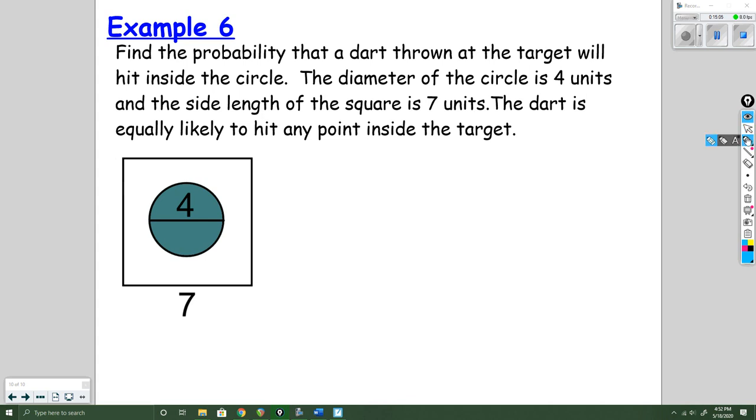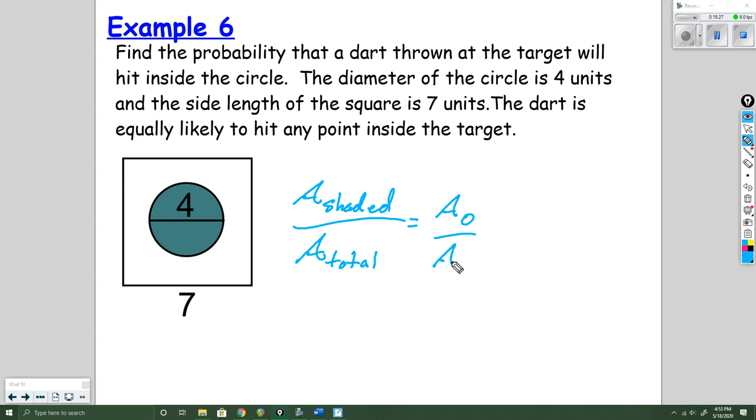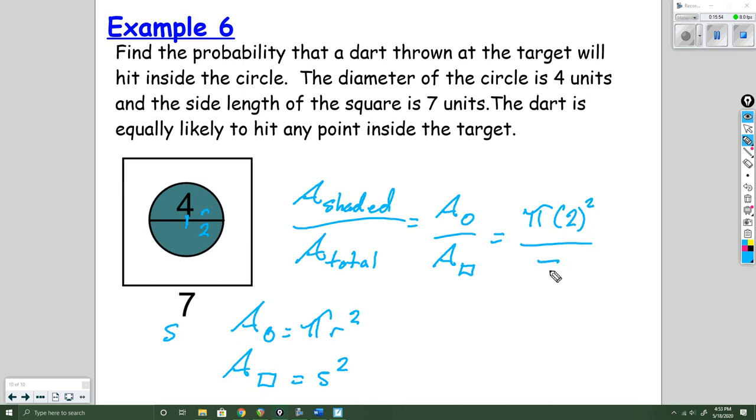If we were finding the probability that a dart thrown hits the shaded region, that would be the area of the shaded region divided by the area of the overall or total figure. In this case, the shaded region is a circle, so it's really the area of a circle divided by the area of this square. If we did not remember, the area of a circle is pi r squared, and the area of a square is side length squared. We have enough information to complete this. That's pi times 2 squared, since the diameter is 4, which means the radius is 2. The side length of the square is 7. So that's pi r squared over 7 squared, so 4 pi over 49. If we round this to the nearest thousandth, that would be 0.256 or 25.6%.